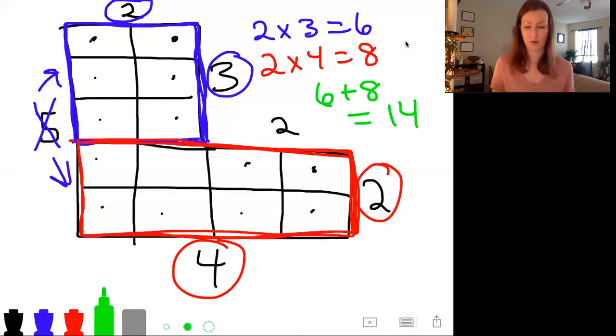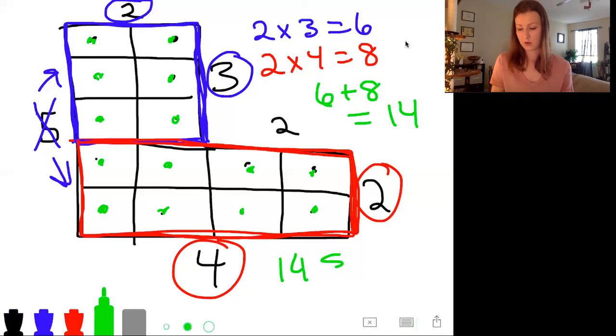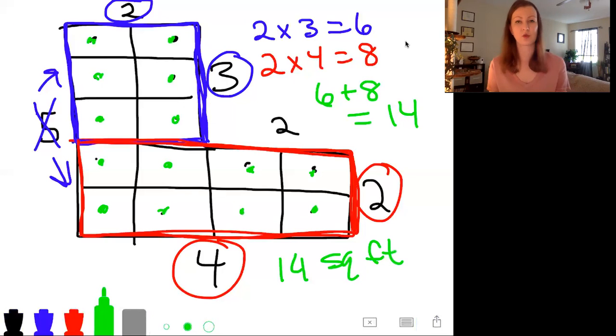So now let's count our blocks to see if our work is correct. 1, 2, 3, 4, 5, 6, 7, 8, 9, 10, 11, 12, 13, 14 square feet. So 14 square feet, or square inches, or square centimeters, depending on the size of the block that you're working with.